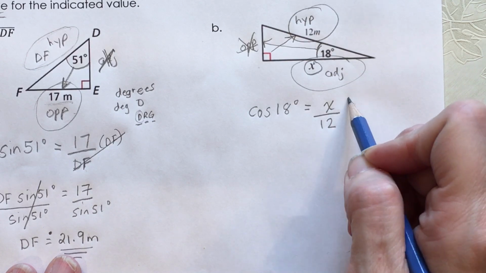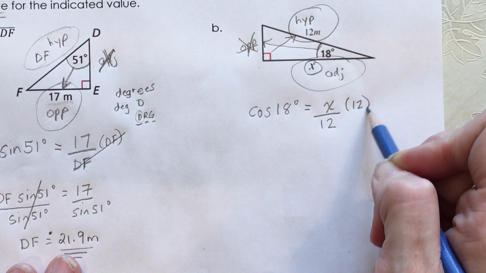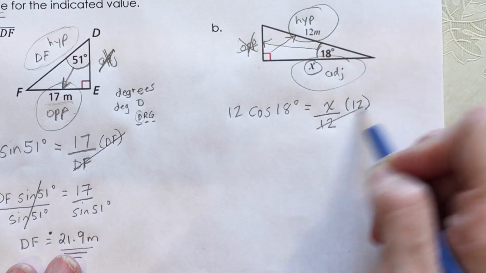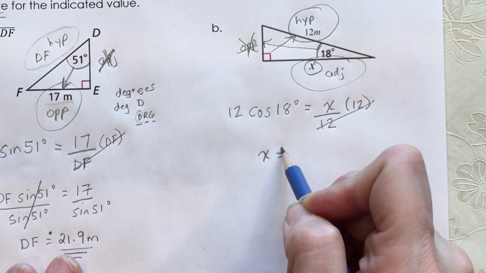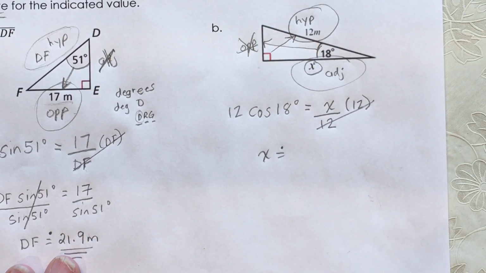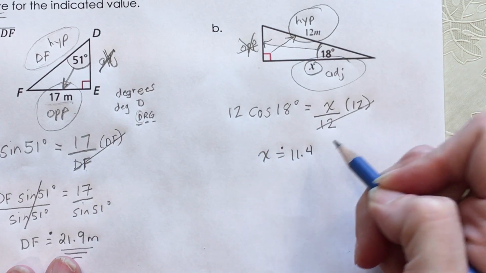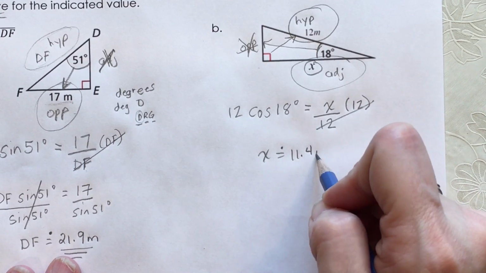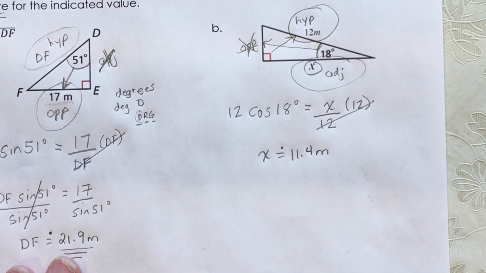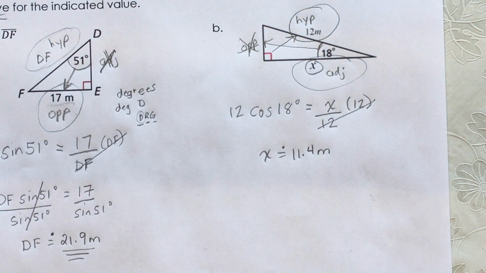We want to get x by itself, so we can multiply both sides by 12. And then we'll know that x is approximately, and again on your calculator, you want to be able to do 12 times the cosine of 18 degrees. Some calculators, you press cosine first, others you press the 18 first. But either way, you should be able to get 11.41, but we'll round it to 11.4 meters approximately if you use your calculator effectively.